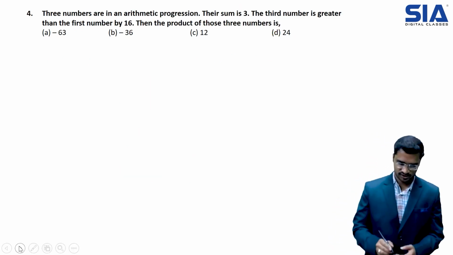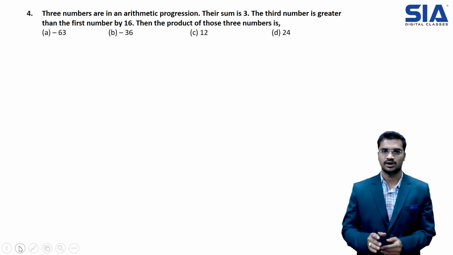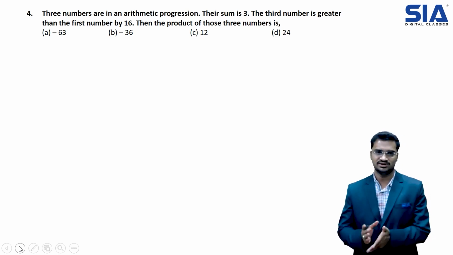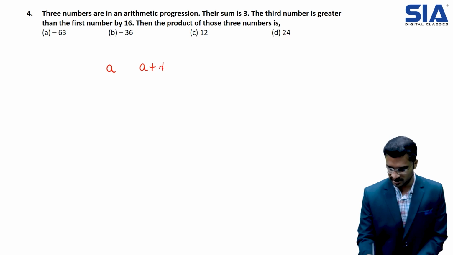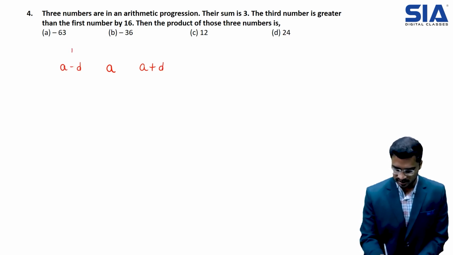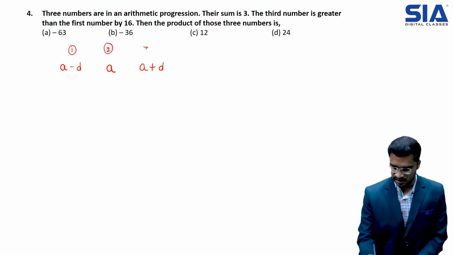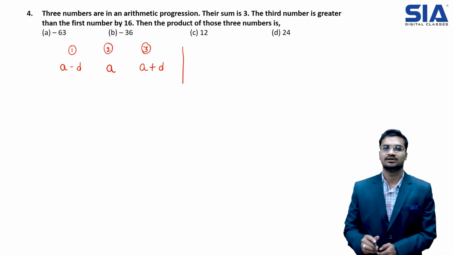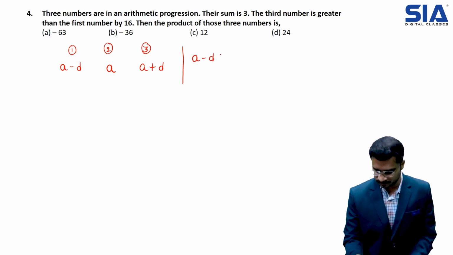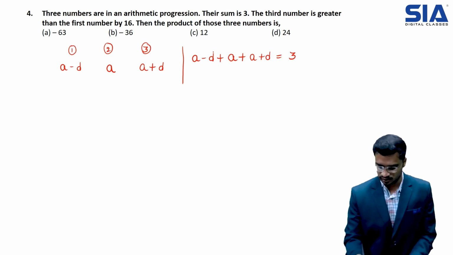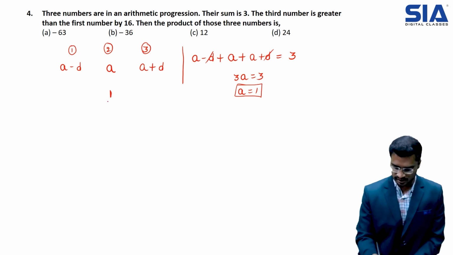Now coming to the next question, which is: 3 numbers are in arithmetic progression and their sum is given as 3. So let us take the middle term as A. So the next term will be what? A plus D, and the before term will be what? A minus D. This is the first number, this is the second term, and this is the third term. So he said that the sum of these three numbers is given as 3. So the first number is A minus D, then the second number is A, the third number is A plus D. It is given as what? 3. So plus D and minus D gets cancelled. So 3A is equal to 3. Then the value of A is what? Then the value of A is 1.